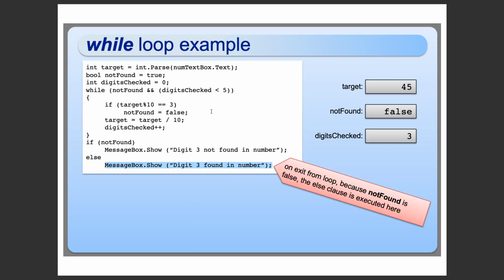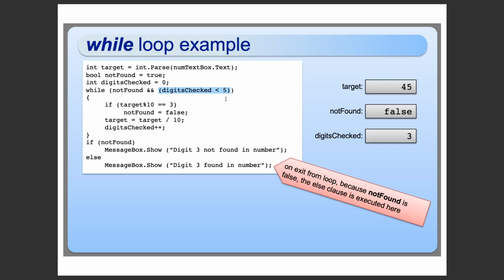Okay, so one thing you could work through here is what happens if target does not have a 3. So it might be the number 22,999, so there's no 3 there. So what would happen? In this case, not found will be true forever. So we'll never execute this statement here, because this will be false forever. In this case, the loop will keep going 5 times, and it will only stop when digits checked becomes 5. Okay, so it's going to do 5 iterations of the loop.